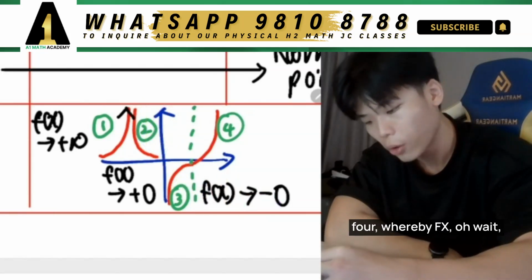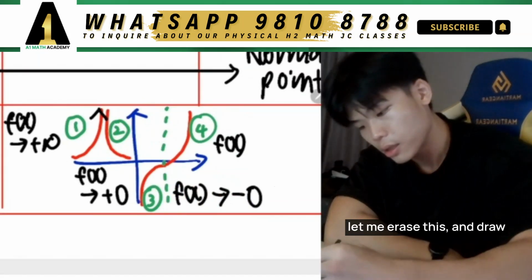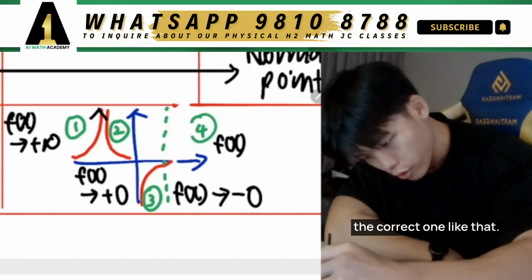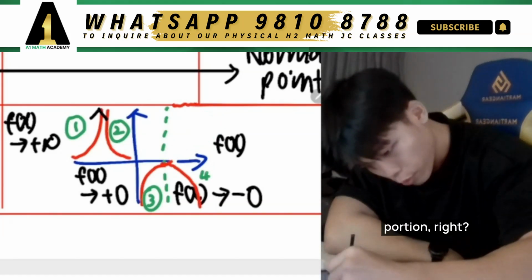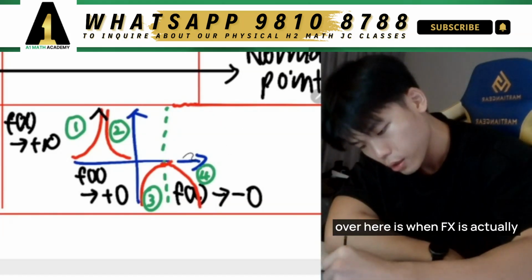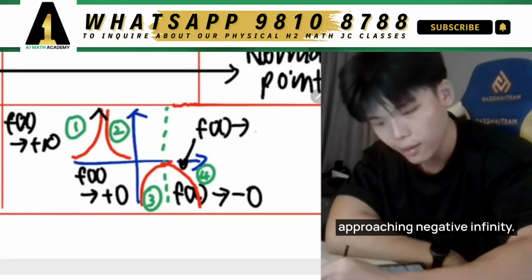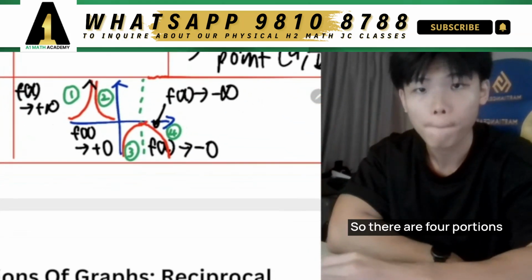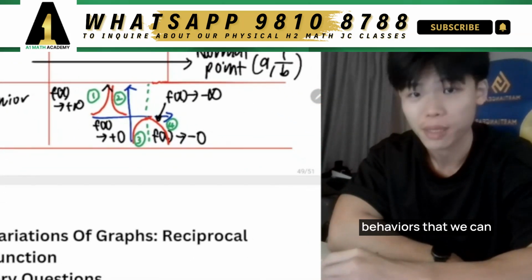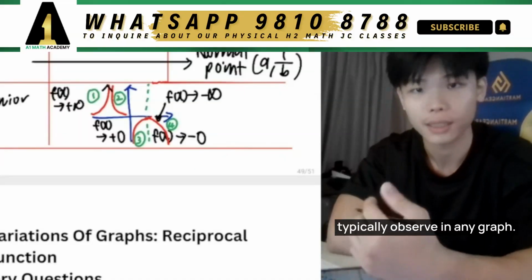And then we have number 4, whereby f(x), oh wait, let me erase this and draw the correct one, like that. Yeah, it should be going down. So this is the fourth portion, right? And the fourth portion over here is when f(x) is approaching negative infinity. So there are 4 different graphing behaviors that we can typically observe in any graph, right?